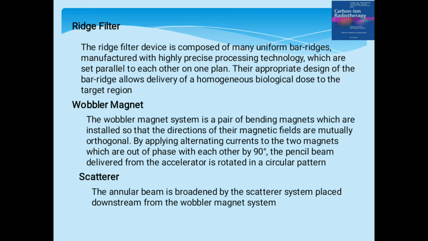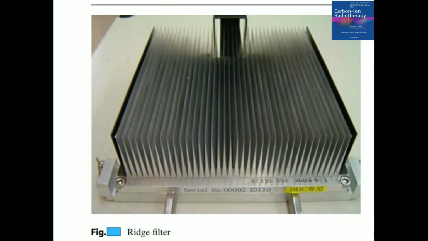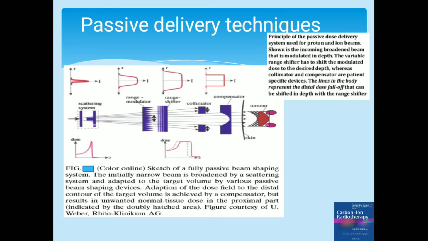Scatterer. The annular beam is broadened by the scatterer system placed downstream from the wobbler magnet system. This is the ridge filter. Passive delivery technique.